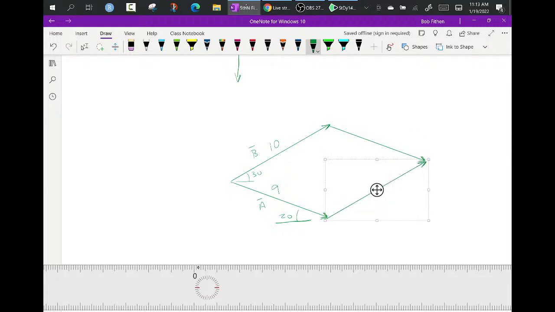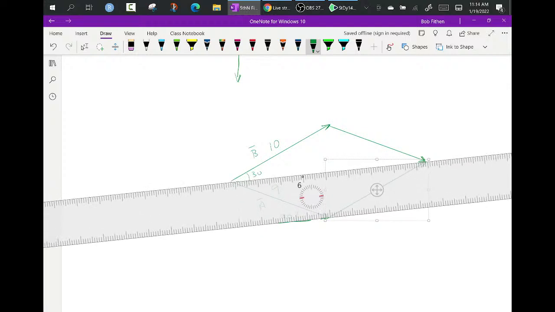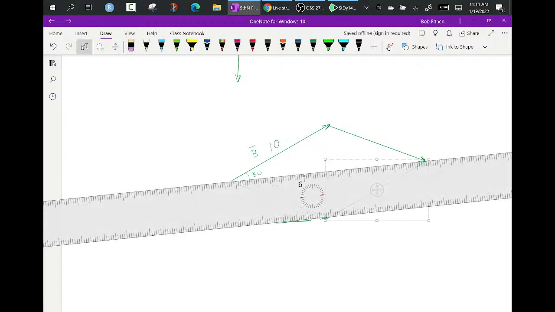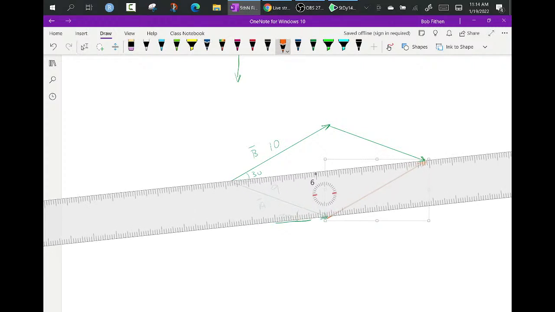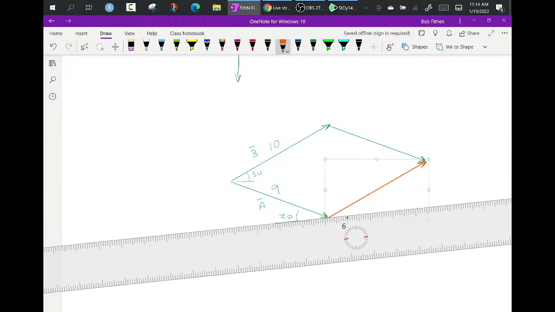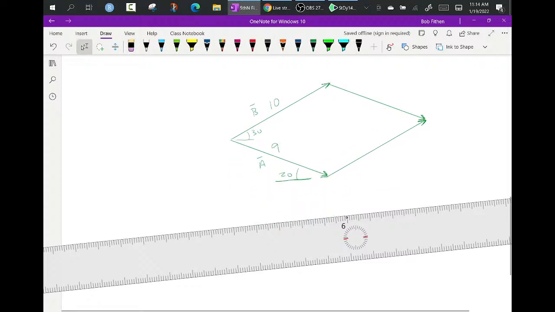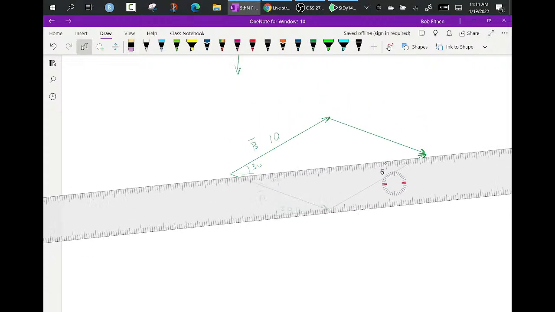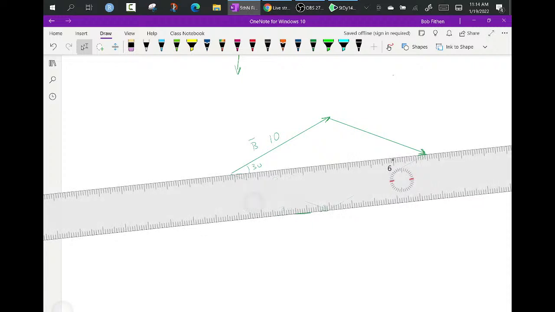Now, I'm going to try my best to do a reasonable job of drawing this. Looks like the answer, and I'll use a different color here, might be around 6 degrees up. But oops, look at that, I changed the color there. That's close to 6 degrees up.